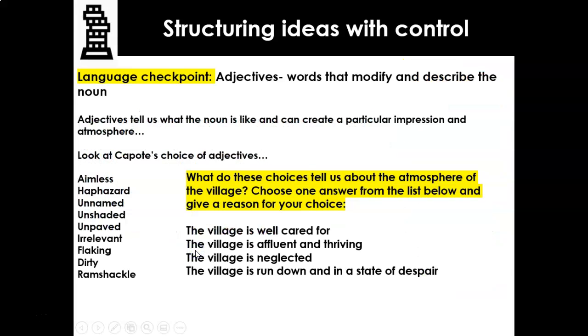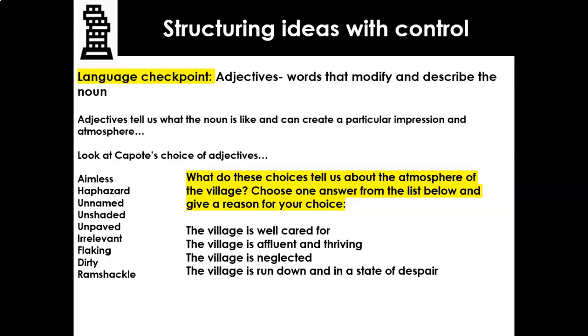Okay, so a little bit of a language checkpoint that might help us with our writing today. Adjectives. Okay, guys, so adjectives, these are words that modify and describe the noun. Adjectives can tell us what the noun is like and can create a particular impression and atmosphere. Now, in this paragraph, Capote uses a beautiful selection of adjectives. They're really evocative. They really help us to imagine what this town is like. I've just listed some here for you. Aimless, haphazard, unnamed, unshaded, unpaved, irrelevant, flaky, dirty, ramshackle. Beautiful word choices. But what do these word choices tell us about the atmosphere of the village?